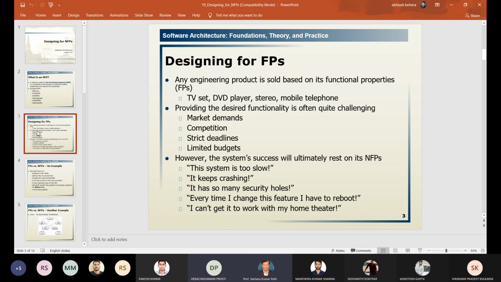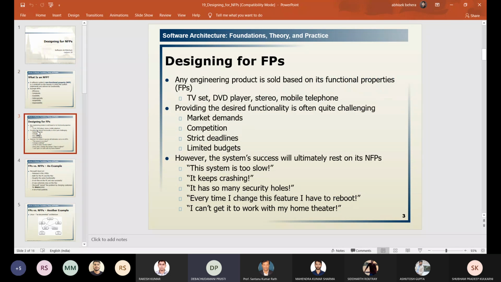And designing for functional properties. Any engineering product that is sold is based on some functional properties, providing some operation or function, like a TV set, DVD player, stereo, mobile phone or telephone. It provides the desired functionality, often in a quite challenging environment with market demands. Just like the DC and DC that were told: demand, constraint, deadline, and cost. These are very similar. The first one is very challenging, that is the demands.